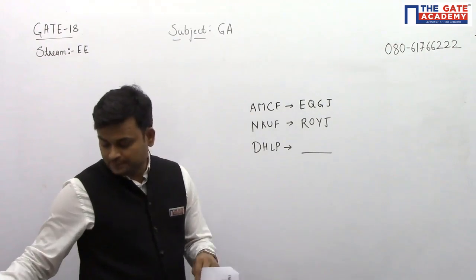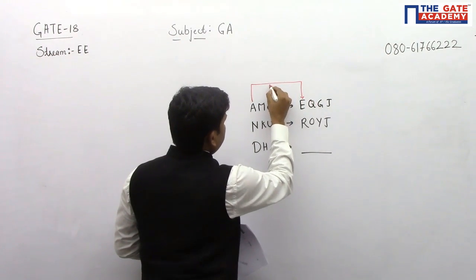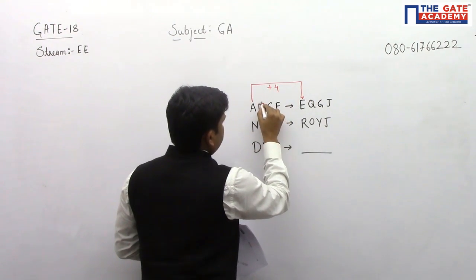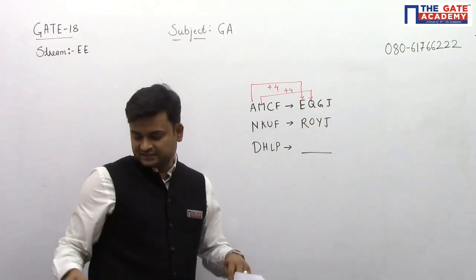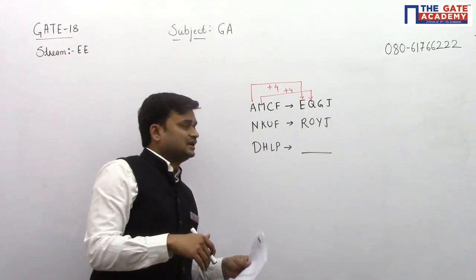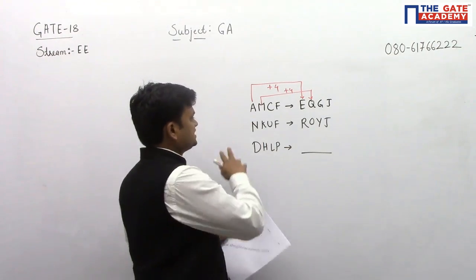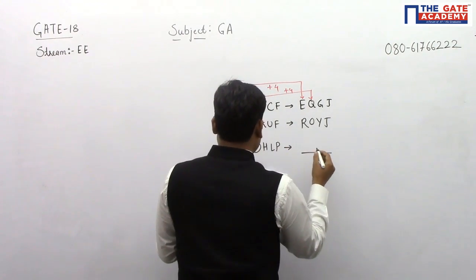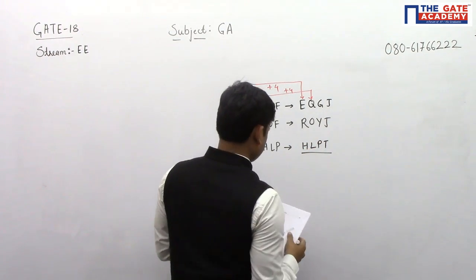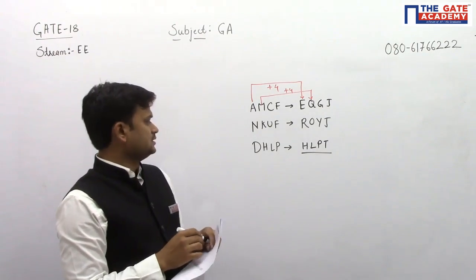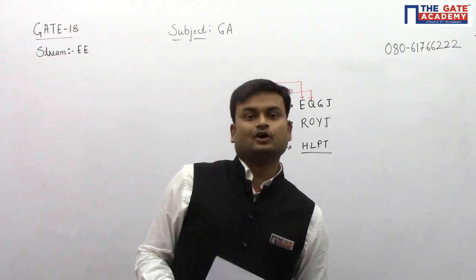If you observe, A is becoming E here, which is actually +4. Similarly, +4. That means after every alphabet, I have to count the fourth one, excluding this one. So with the same logic, DHLP will become HLPT. So the answer is HLPT.